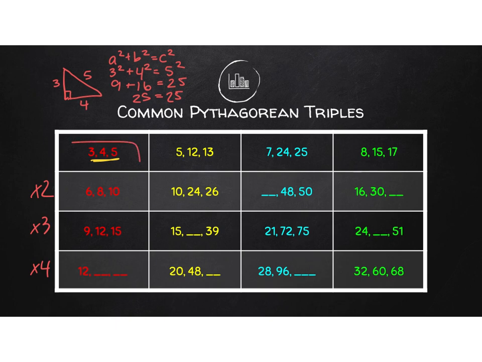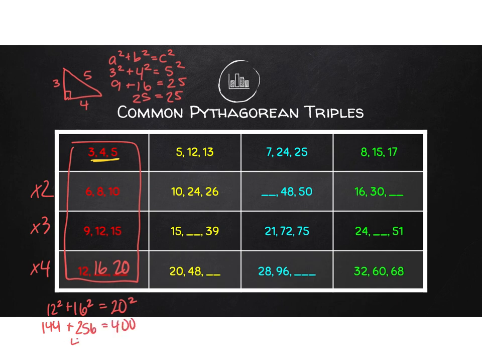Let's look at this red column here. I can see that 3 times 4 gave me 12. So now I'm going to do 4 times 4 to get 16 and 5 times 4 to get 20. Now, if I wanted to check my work, I could make sure that 12 squared plus 16 squared in fact equals 20 squared. And as you can see here, it does. 12 squared is 144 plus 16 squared, that is 256. I want to make sure that equals 400. When I add, 400 in fact equals 400.